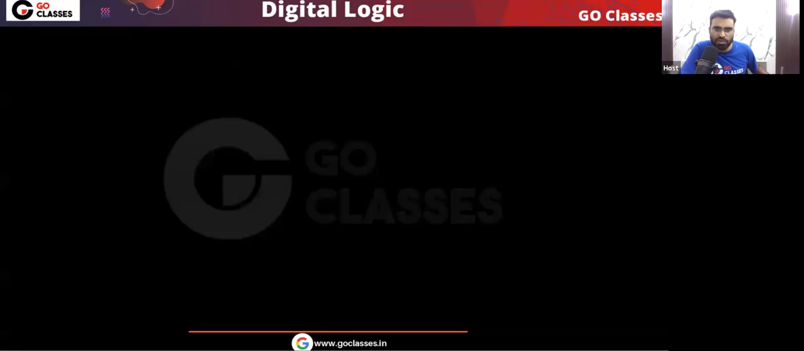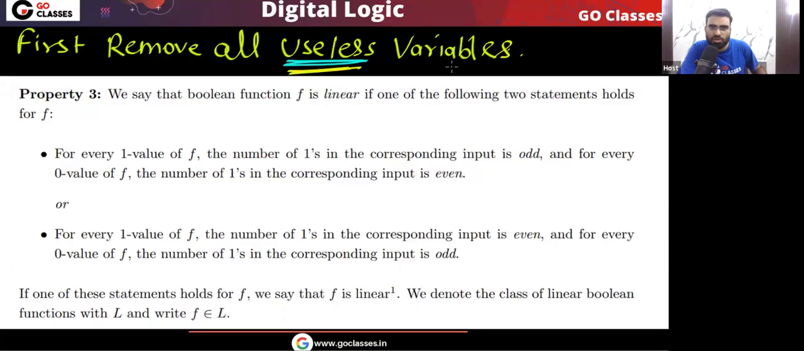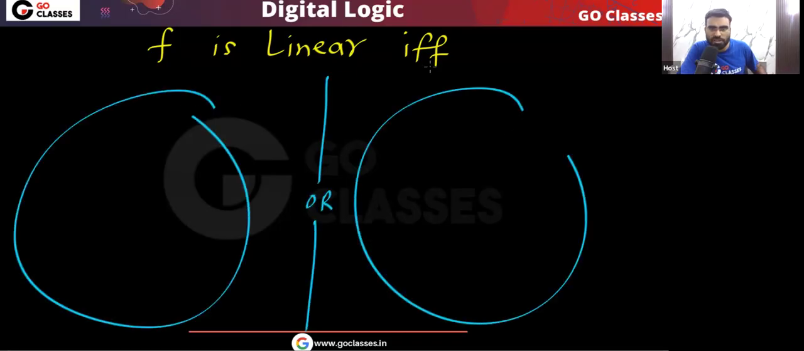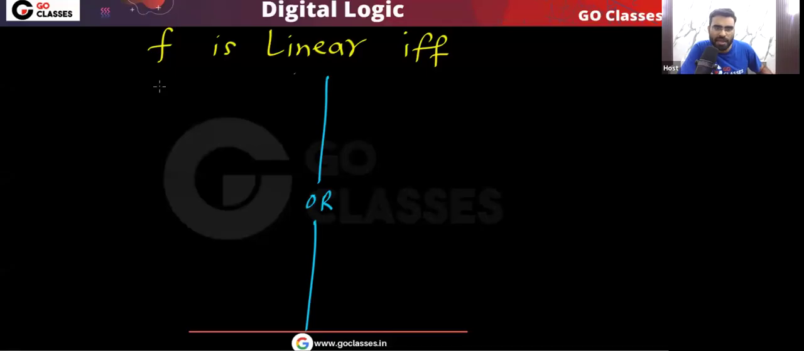See, this definition is actually very simple. Let's see what this definition is saying. This is saying that f is linear, f without any useless symbols. First, you remove all the useless variables. Now, when can I say f is linear? F is linear if and only if either this can happen or this can happen. Either this will happen or this will happen.